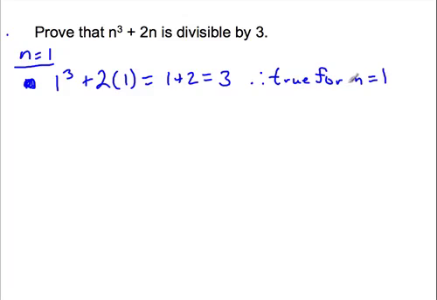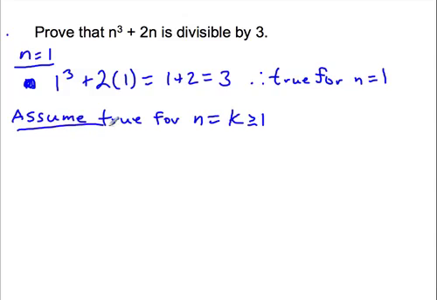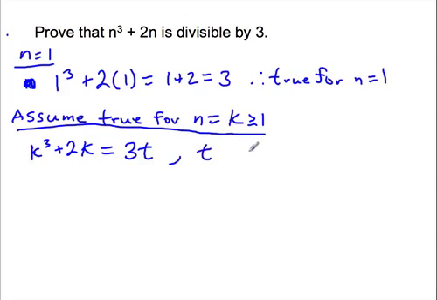for n equals 1. Next, we assume it's true for n equals some integer k that's greater than or equal to 1. Okay? So I'm going to assume it's true for n equals k. That means that k cubed plus 2k is going to be a multiple of 3, and we can write that as, let's say, 3t, where t is some integer. Okay, so t is some random integer.